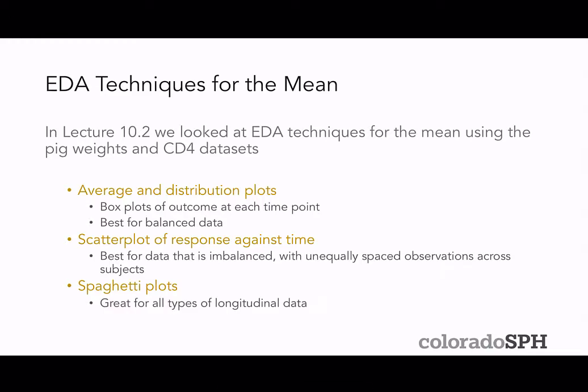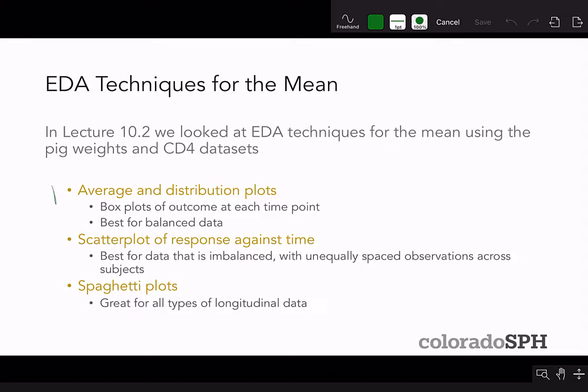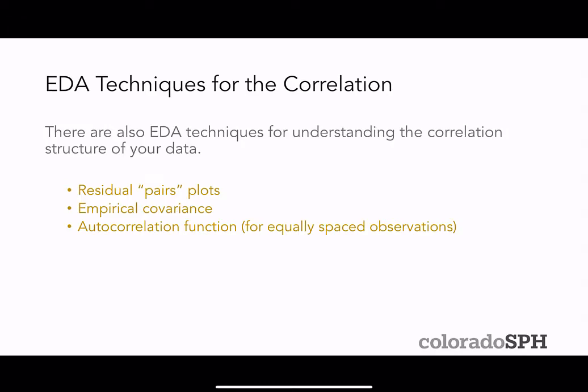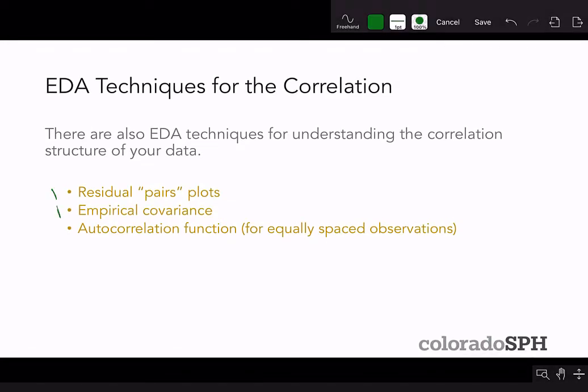First, reviewing what we looked at for the mean. In lecture 10.2, we looked at EDA techniques for the mean using both the pig weights and the CD4 data sets. One of the things we looked at were distribution plots over time, which are best for balanced data, and those are box plots of the outcome at each time point. We looked at the scatter plot of the response over time, and we looked at spaghetti plots. And for understanding the correlation structure, we're going to look at residual pairs plots, we're going to look at empirical covariance, and we're going to look at the autocorrelation function.